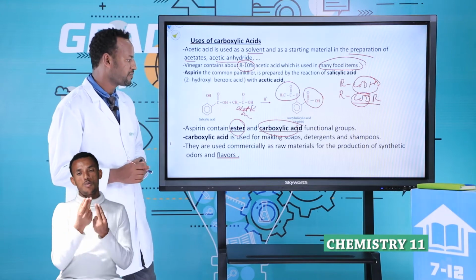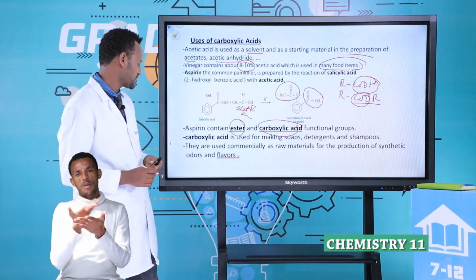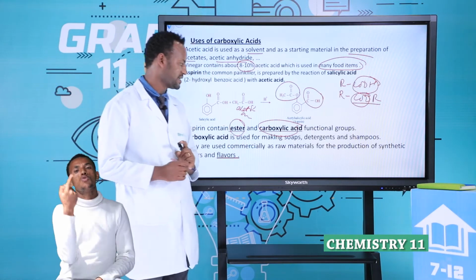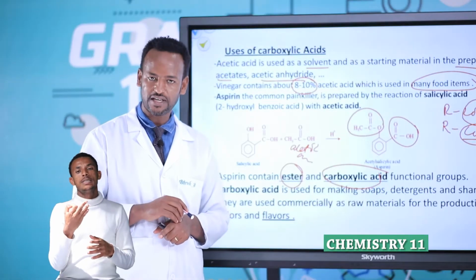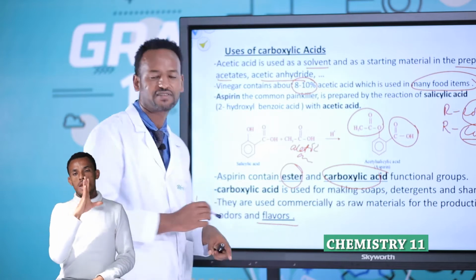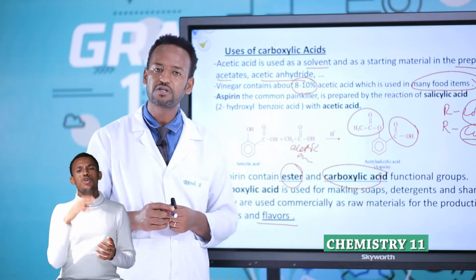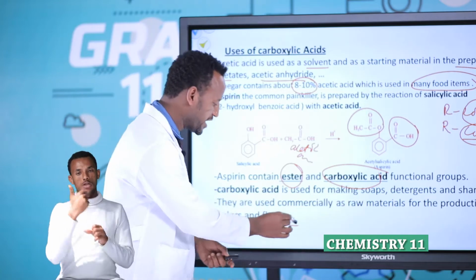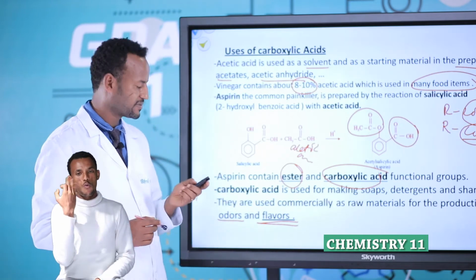Carboxylic acid is used for making soaps, detergents, and shampoos. And finally, they are used commercially as the raw material for the production of synthetic odors and flavors. Therefore, simply, carboxylic acid is used for the production of synthetic odors and also good flavors. This is the use of carboxylic acid.